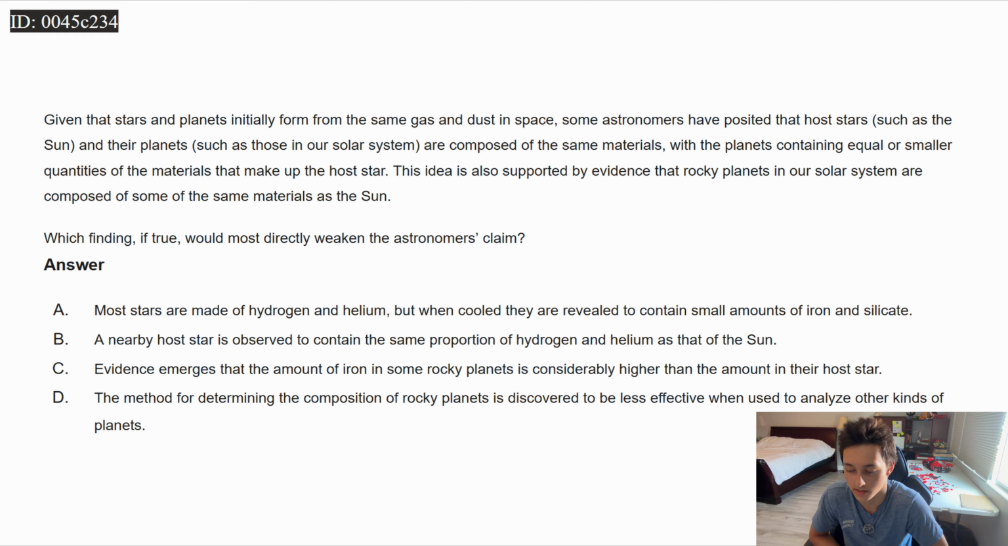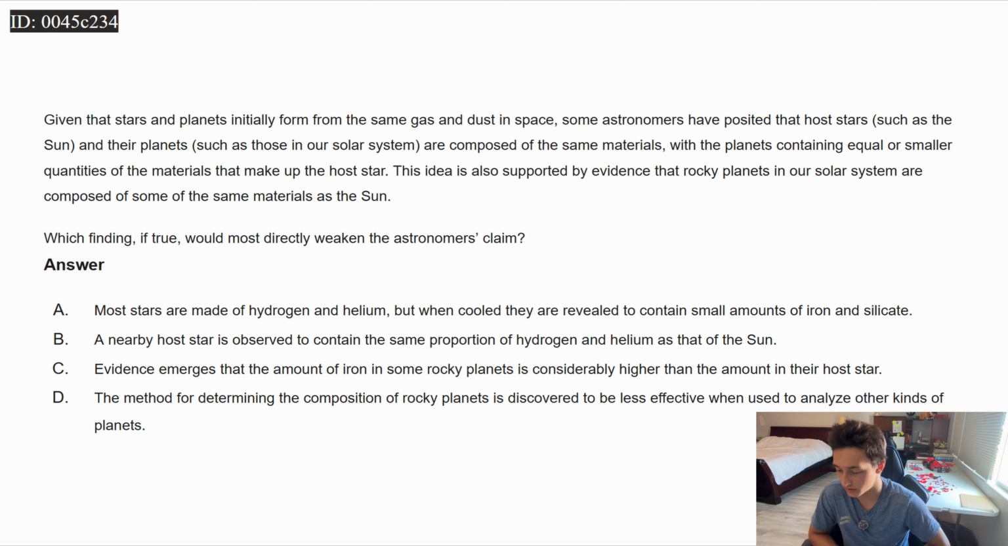And since this is a hard question, I have a good feeling that we're not going to see both of those. I have seen this question before, so I already know that we're not going to see both of those in the correct answer. But now that we have a guess, let's go ahead and read through the choices. Most stars are made of hydrogen and helium, but when cooled, they are revealed to contain small amounts of iron and silicate. So A doesn't say that the materials are more. It doesn't say that the planets contain more of the material. And it is saying that it's composed of different materials, but we're not talking about host stars. We're talking about just any stars, right? Most stars. So that's why A is incorrect.